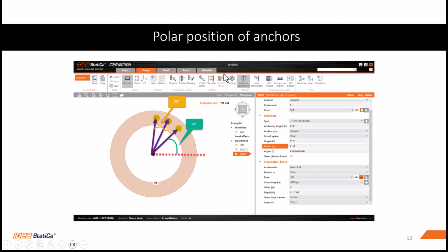In this slide, you can see the graphical explanation of how to input the polar position of anchors. Again, you select the coordinate system as polar, then you specify the radius, and finally you input the spacing using angles. So the first one in this case is at 45 degrees, and then the next two anchors are located 20 degrees between them, all right? So now let's jump into the next example.